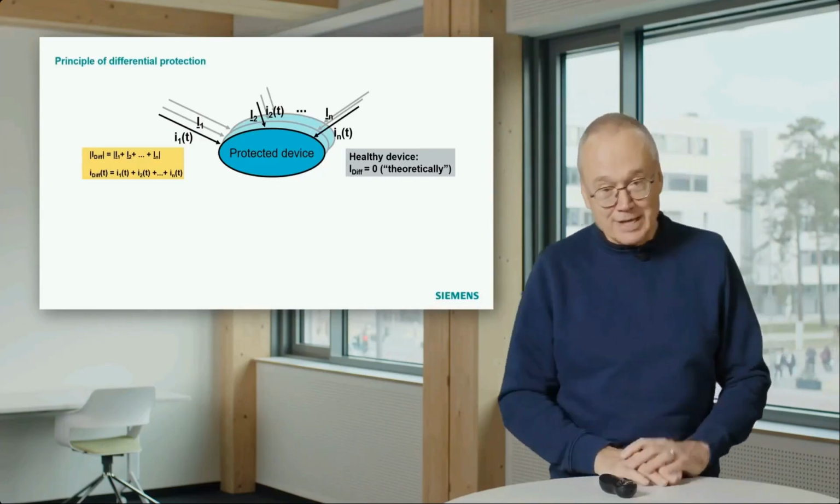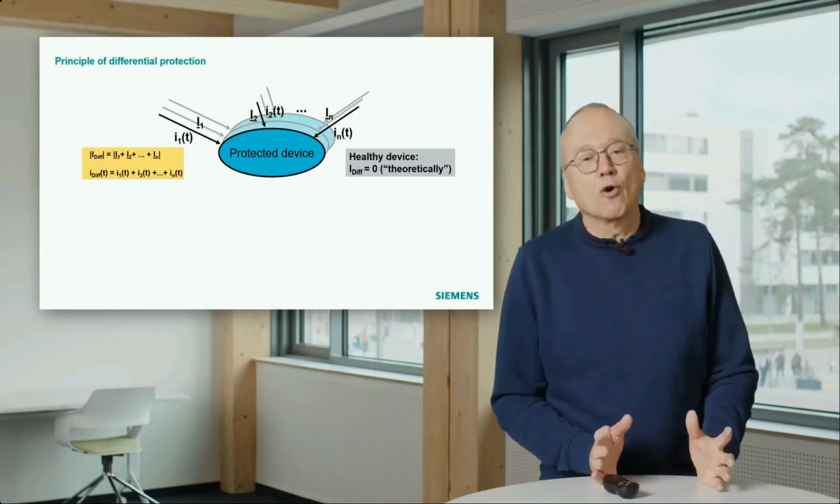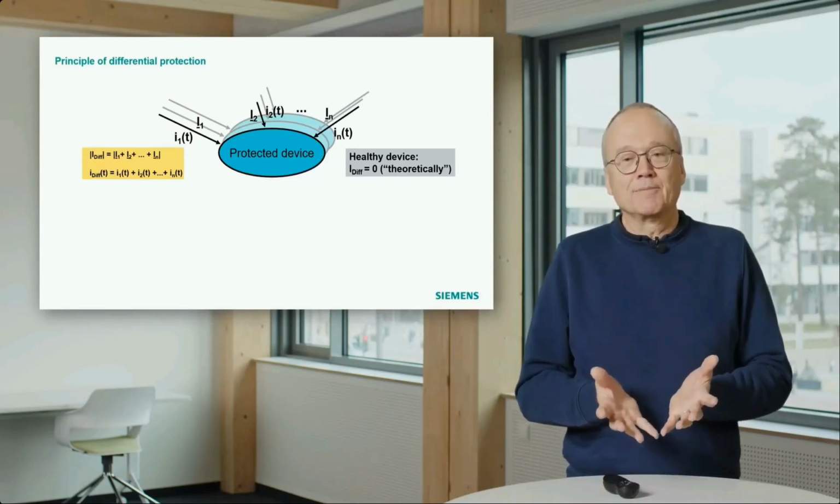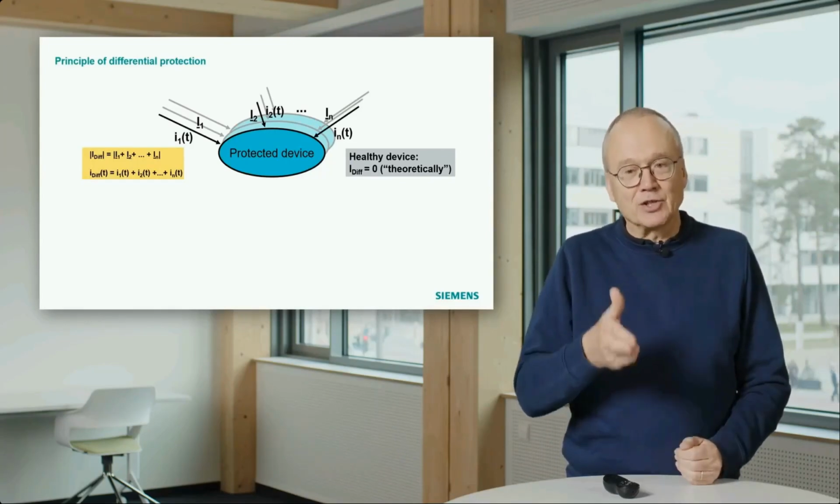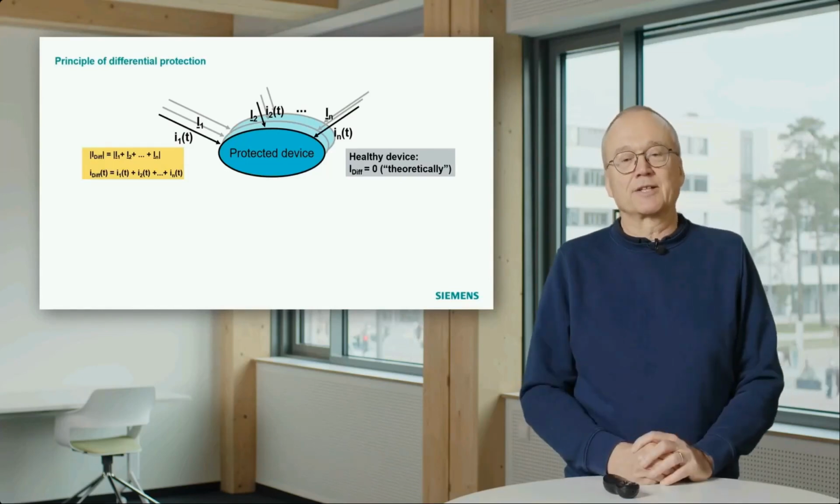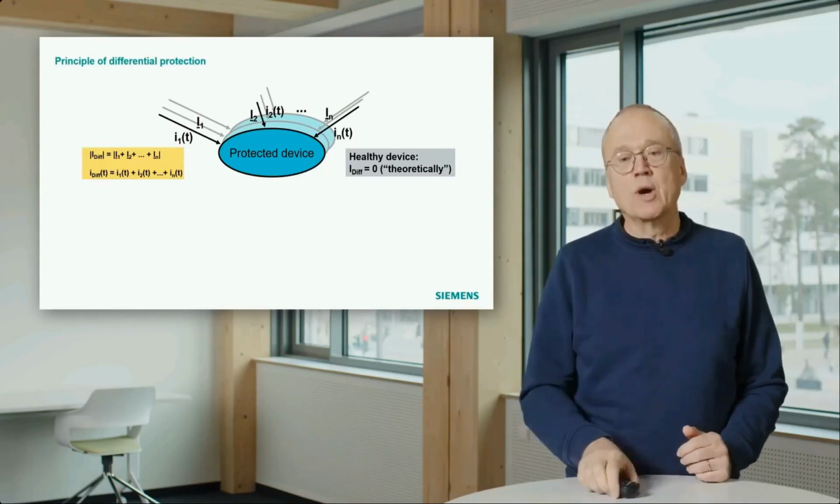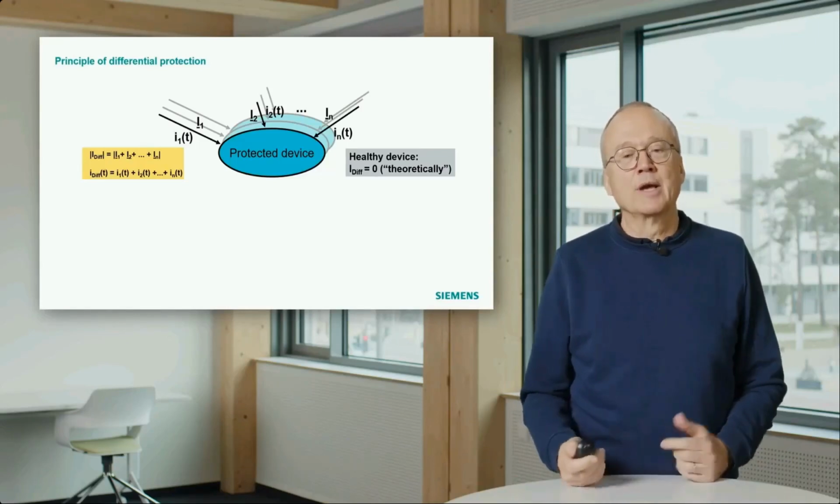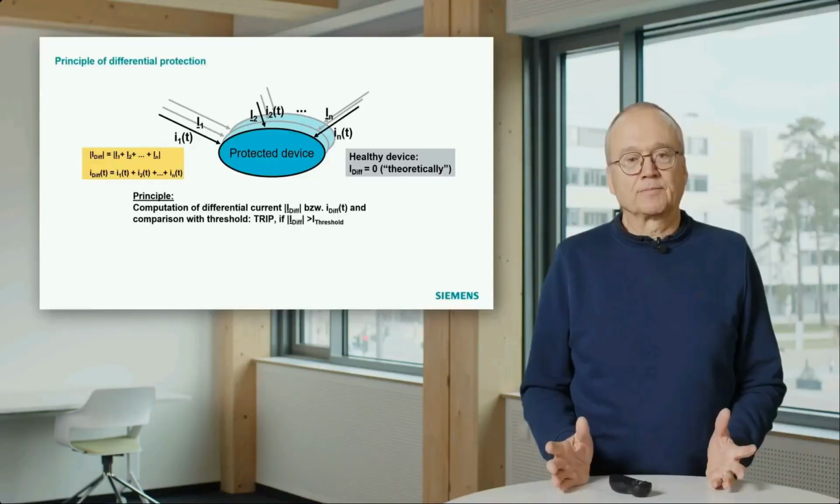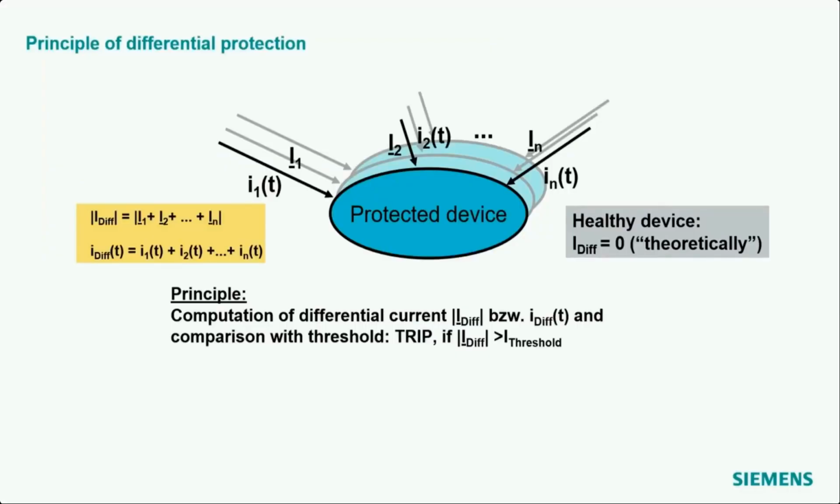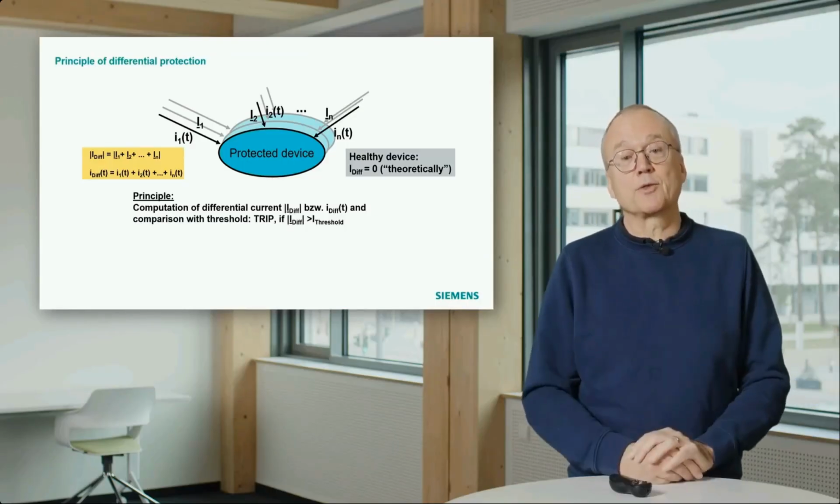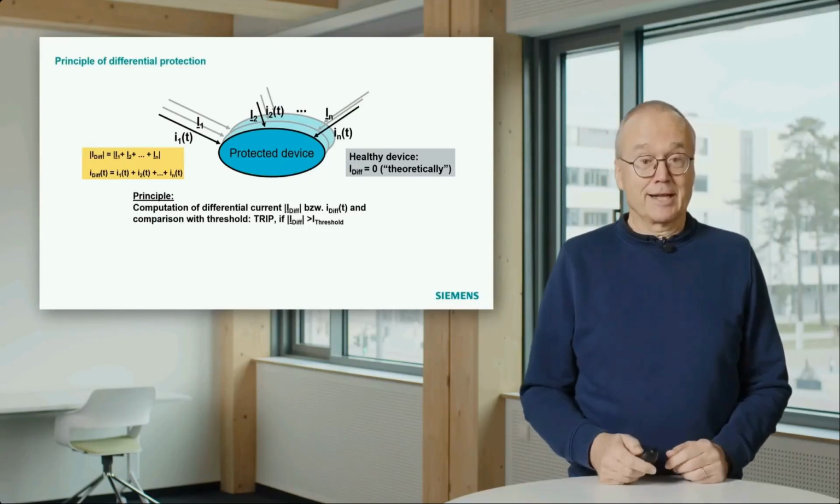But you see here, I wrote "theoretically". Of course, if you program such a thing, you cannot ask whether the differential current is exactly 0. It will never be exactly 0. That means you must always allow a certain deviation from 0, and we call that the threshold. The principle is that we calculate the differential current and compare it with the threshold. If the differential current is above the threshold, then we say there must be a fault in the protected zone, and if the differential current is smaller than the threshold, then we say the device is healthy.